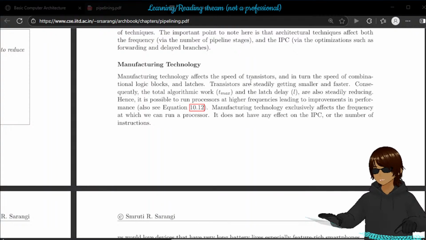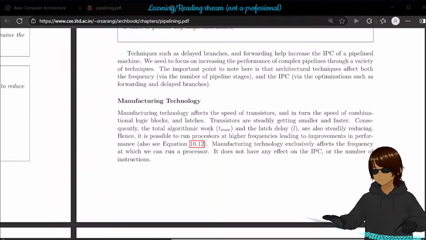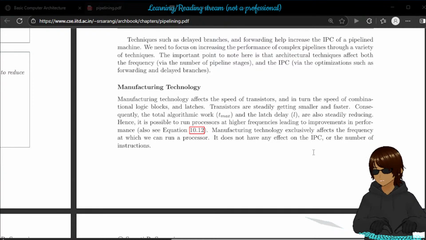Manufacturing technology affects the speed of transistors and in turn the speed of combinational logic blocks and latches. Transistors are steadily getting smaller and faster. Consequently, the total algorithmic work, Tmax, and the latch delay, L, are also steadily reducing. Hence, it is possible to run processors at a higher frequency, leading to improvements in performance. Manufacturing technology exclusively affects the frequency at which we can run a processor. It does not have any effect on the IPC or the number of instructions.